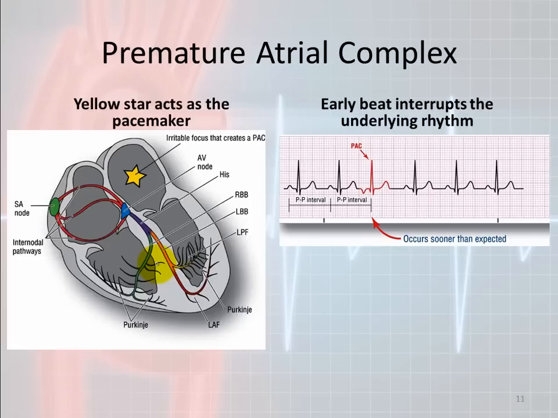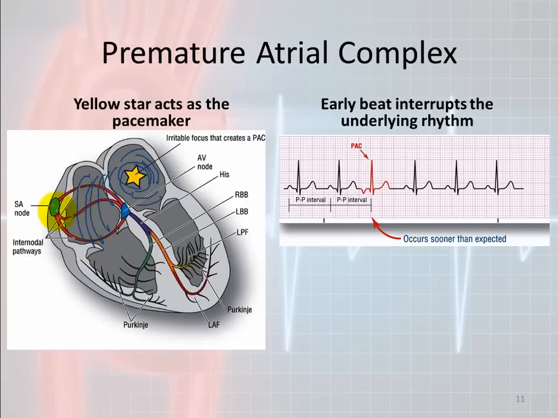Just to describe where a PAC actually comes from and how to identify the PAC, this is really important here. Let's look at the left picture. This star right here indicates that that's the PAC. That's the ectopic focus that originates the PAC itself. When this ectopic site depolarizes, it will send out a wave of depolarization just as if it were the SA node, and it will cover the entire atrial area.